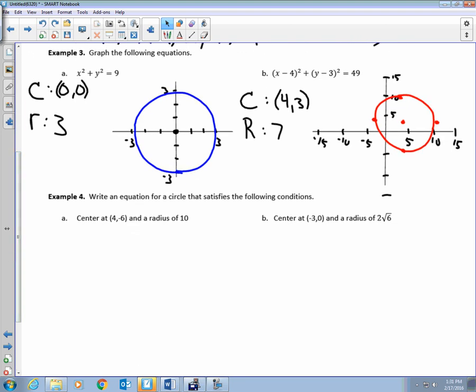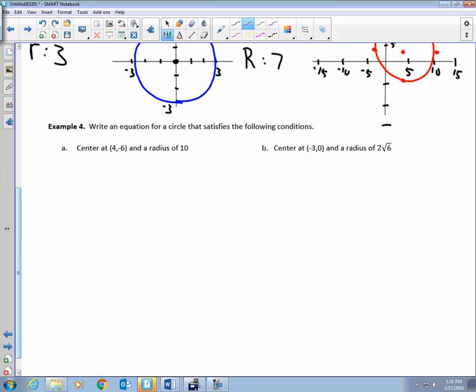What do you think? Is that okay? So this is a new piece for you, right? Haven't seen circles yet. Okay.